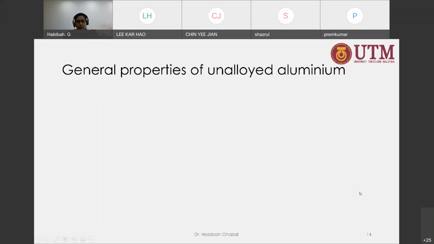All right, so the general properties of unalloyed aluminum. When aluminum exists in its pure condition, and when you look into the materials processing, how they come up with the aluminum metal, it's very extensive. The process requires a lot of steps.